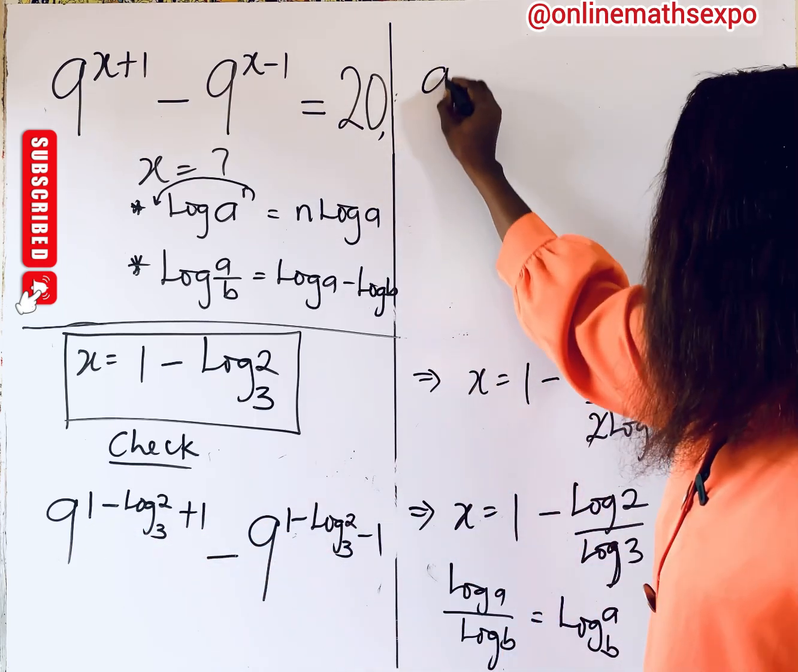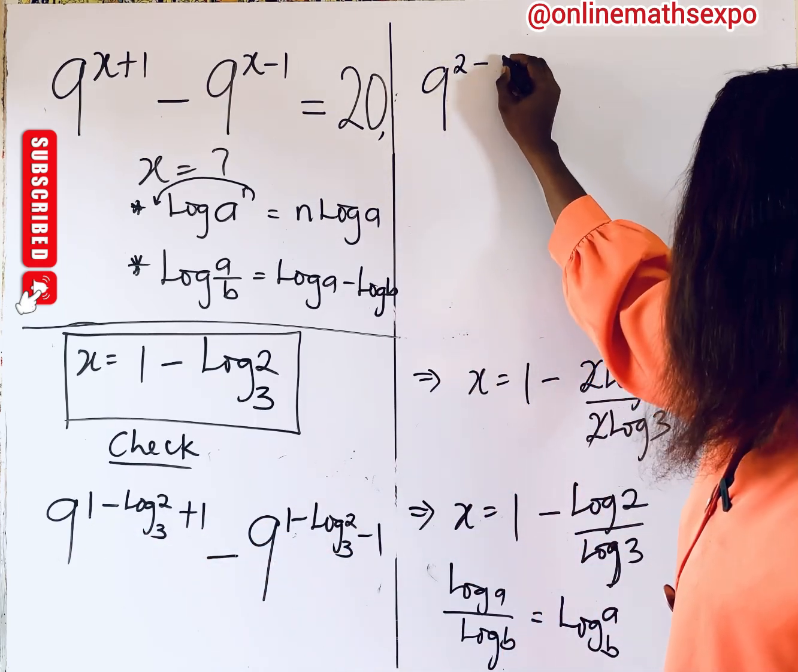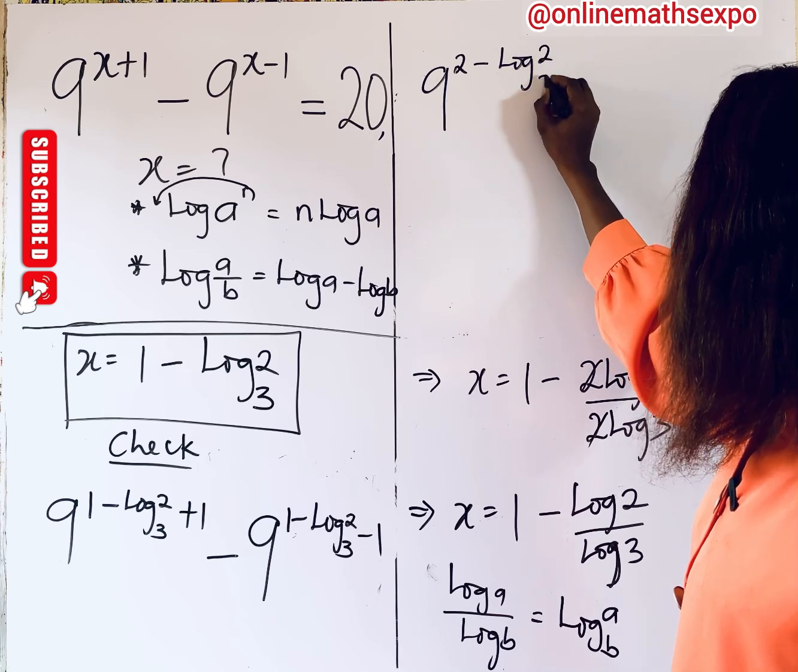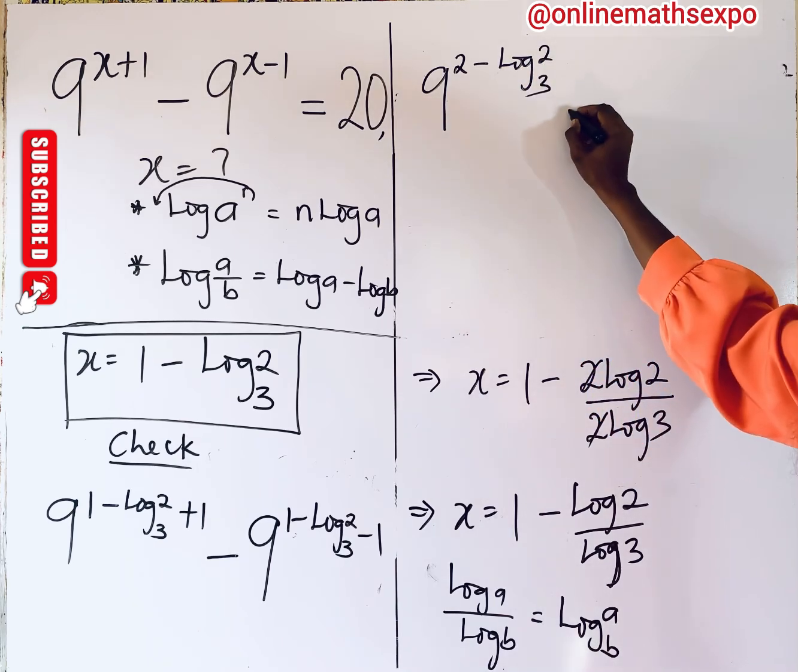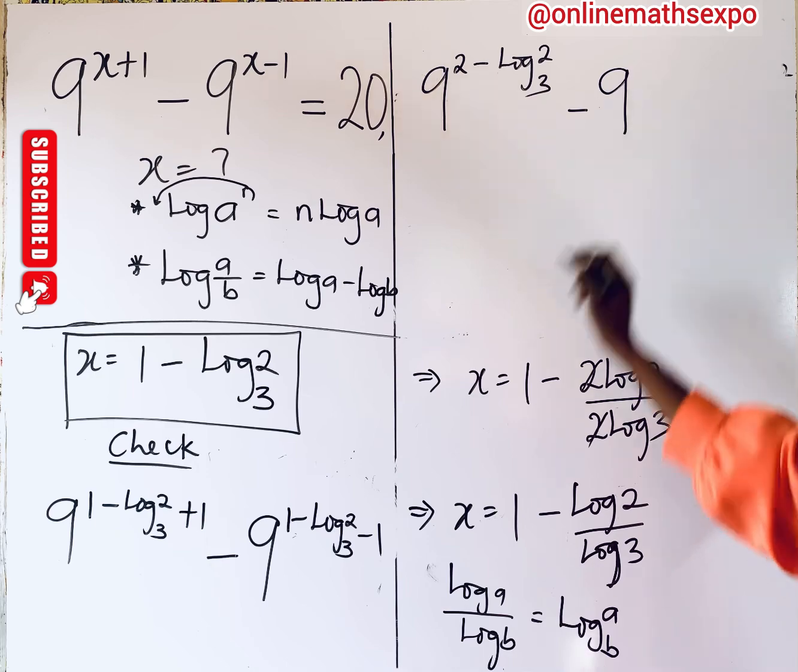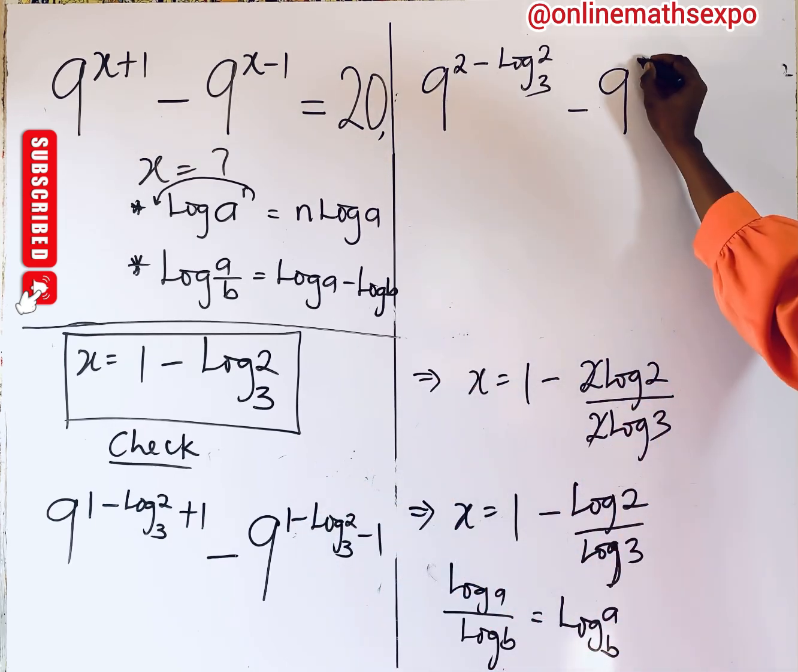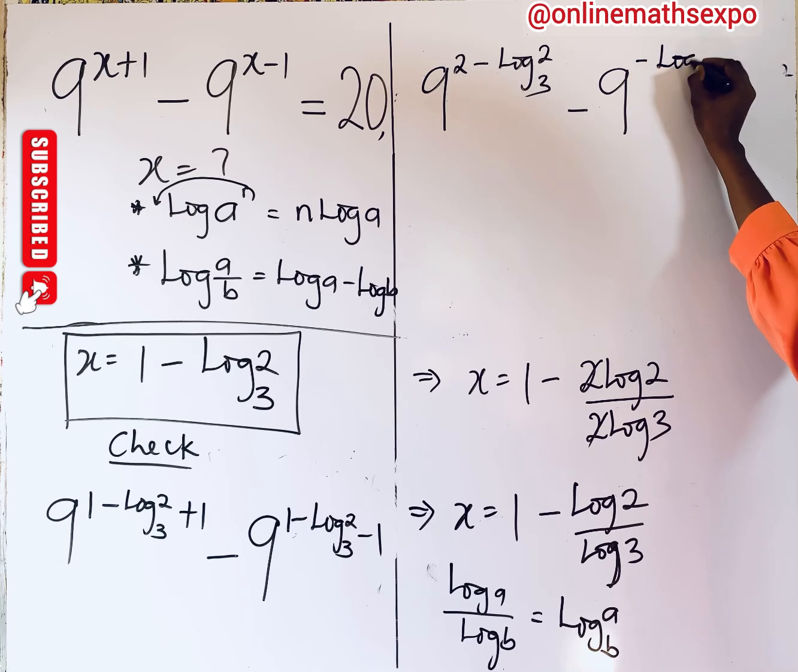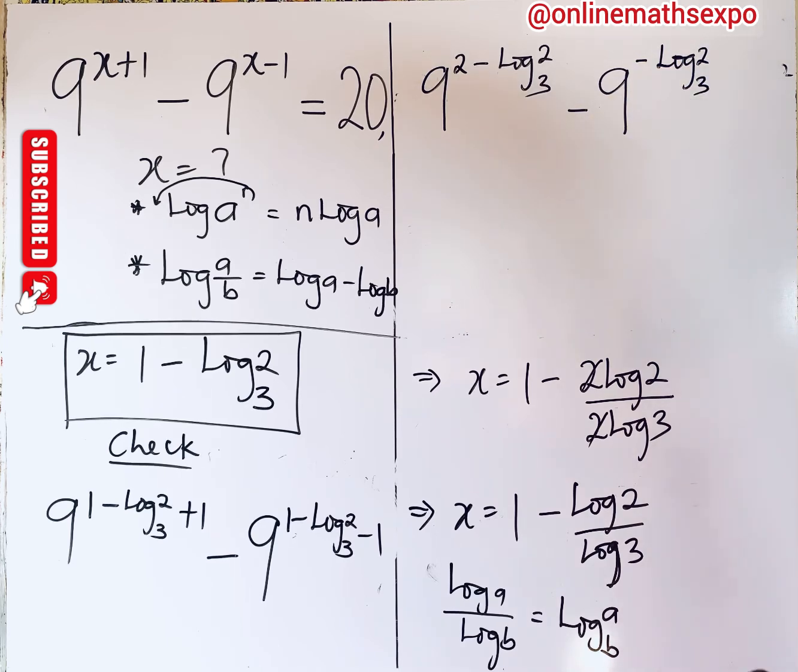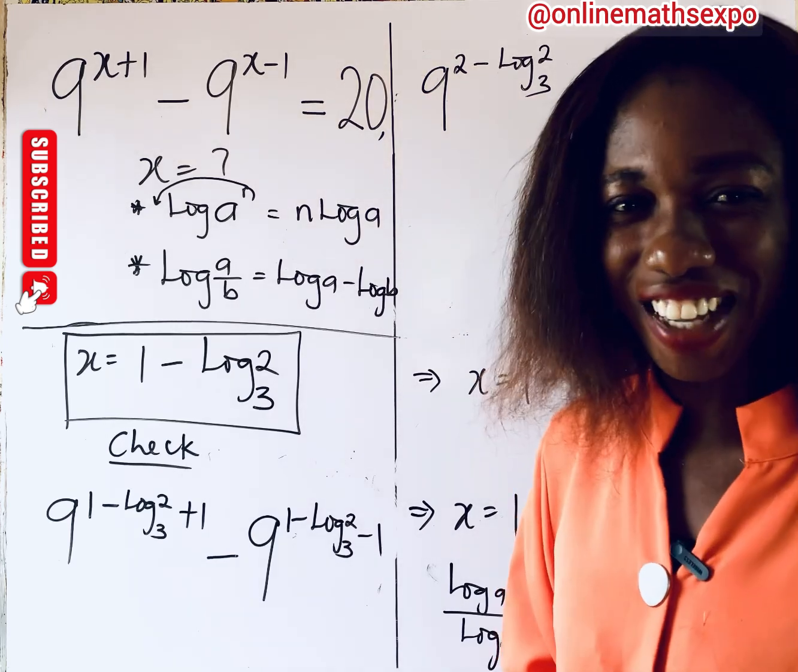So we have 9 to the power of 2 minus log 2 base 3 minus 9 to the power of 1 minus this one is gone. So we are left with 9 to the power of negative log 2 base 3. Wow. What do we do again?